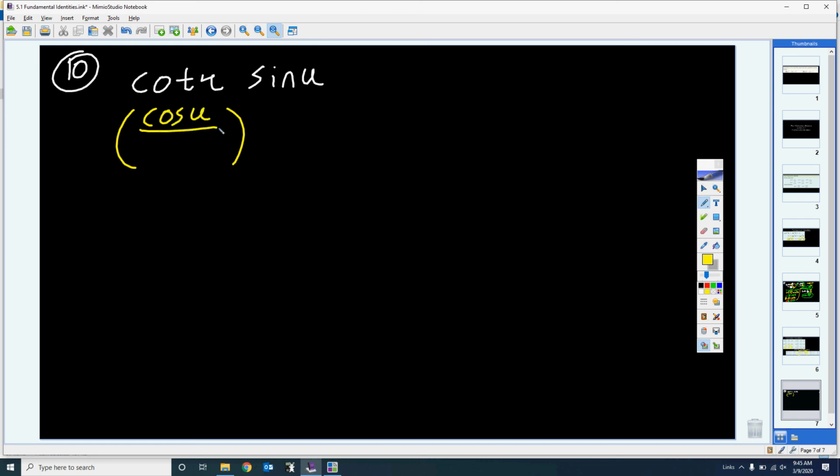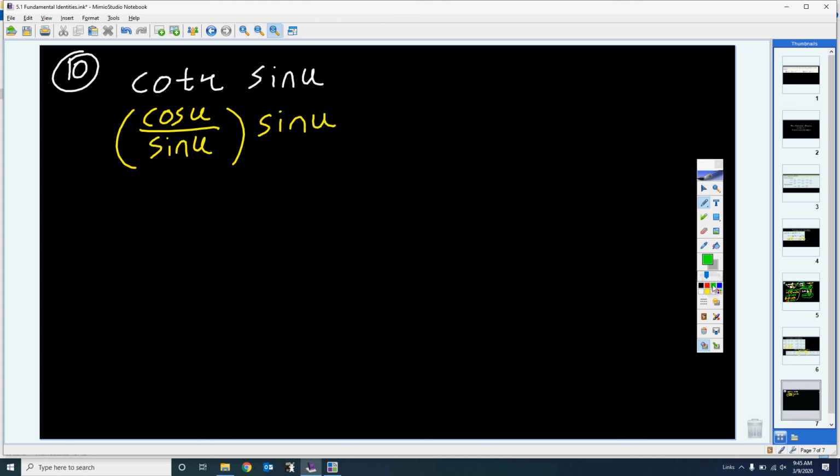Let's look at number 10. Number 10 says cotangent of u times sine u. Once I see a sine and it's something not cosine or sine, I'm usually just going to go ahead and say, okay, I want to change them to sine and cosine. So I'm going to change cotangent to cosine of u over sine of u, and this one's going to stay sine of u.